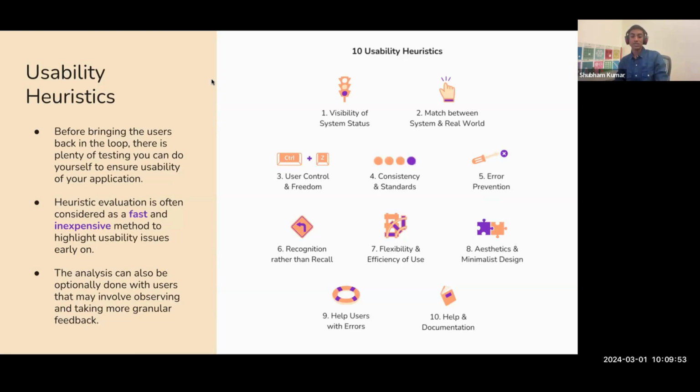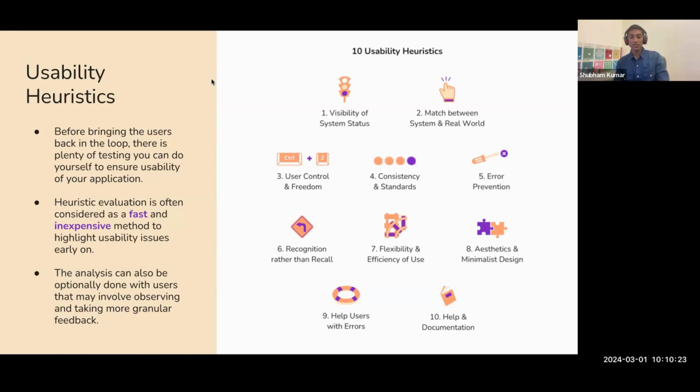The third one is user control and freedom. So, it's about empowering users to navigate the system with ease and confidence. This can be achieved by providing intuitive ways for users to backtrack or exit undesirable states or actions, giving them a sense of control and freedom over their interactions. So as you can see, the visual representation that we've gone with over here is Control Z. Like, you could undo something that you've probably incorrectly done.